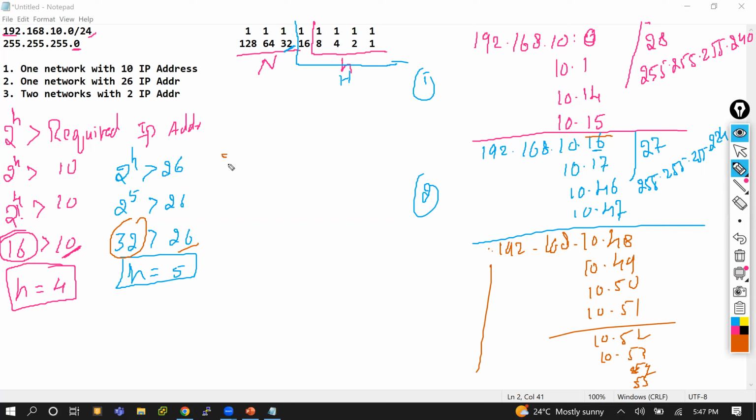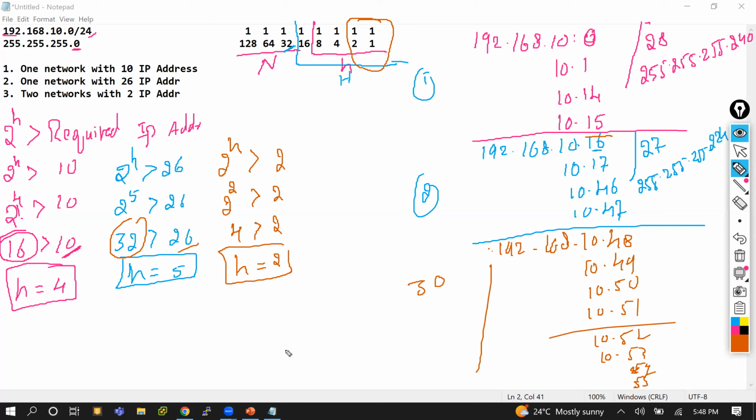See, 2 to the power of h greater than 2 IP addresses. So 2 to the power of 2 you will be getting. 4 is greater than 2. H value is equal to how much? 2. 2 bits you have to borrow. So these 2 bits I am borrowing here. When I'm borrowing these 2 bits, 30 you'll be getting as the subnet mask. See, 24 we have. 25, 26, 27, 28, 29, 30. Yes or no?